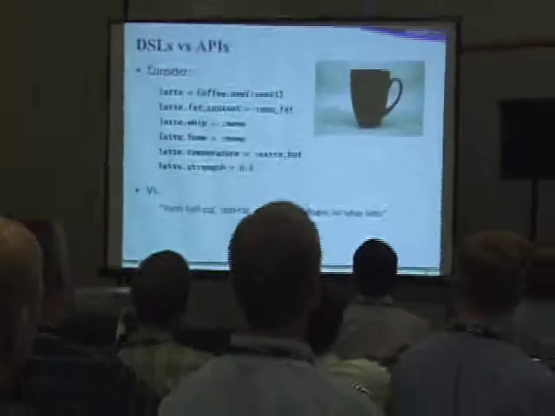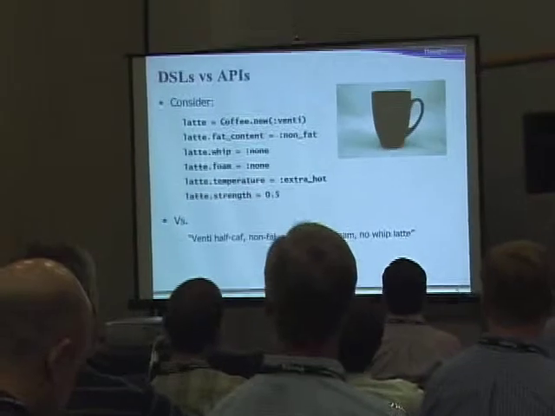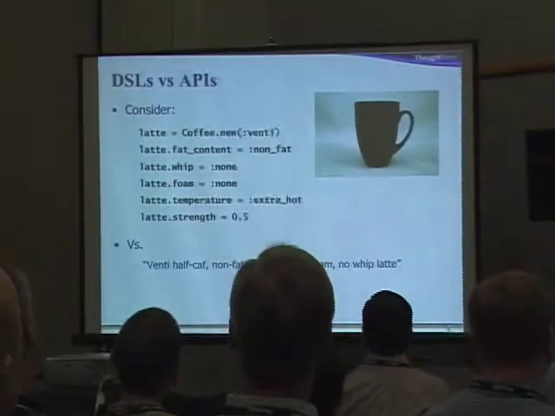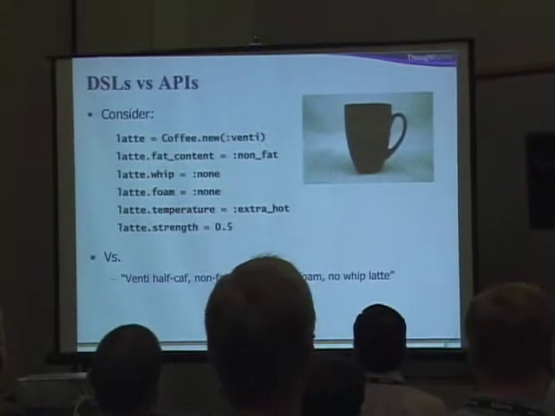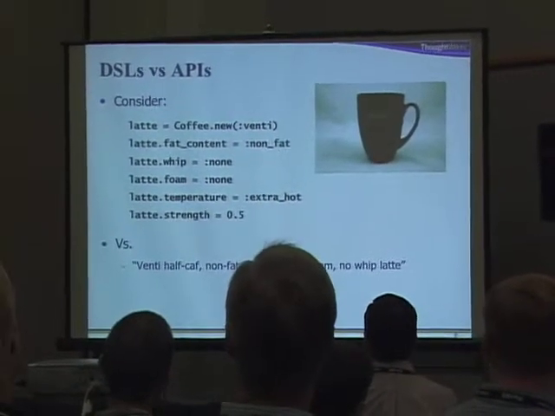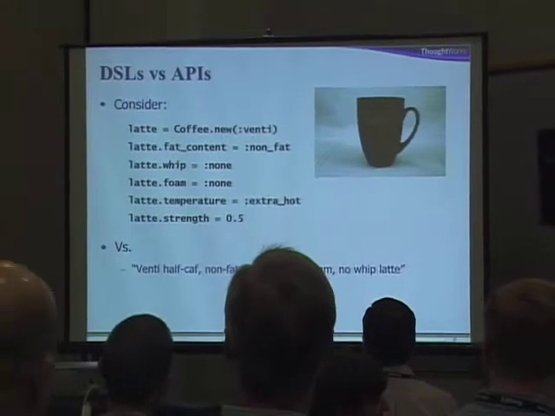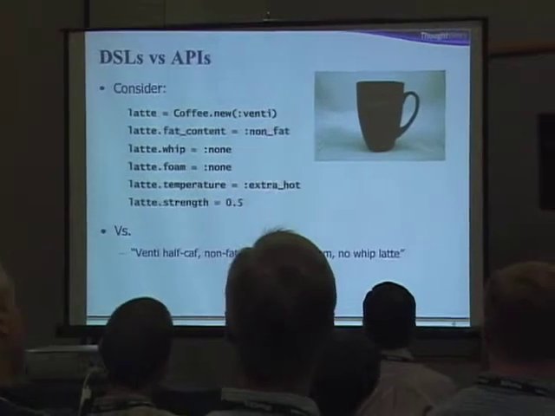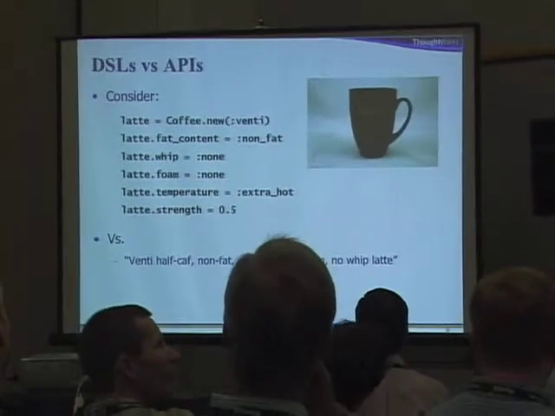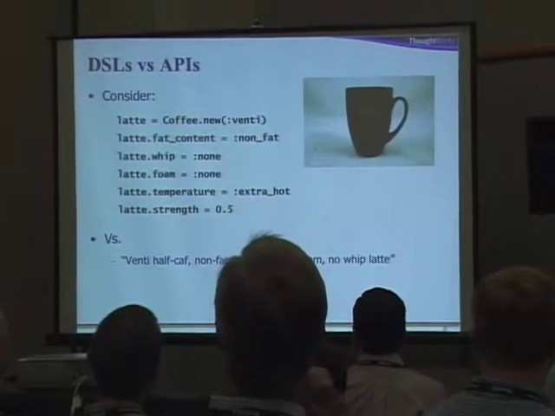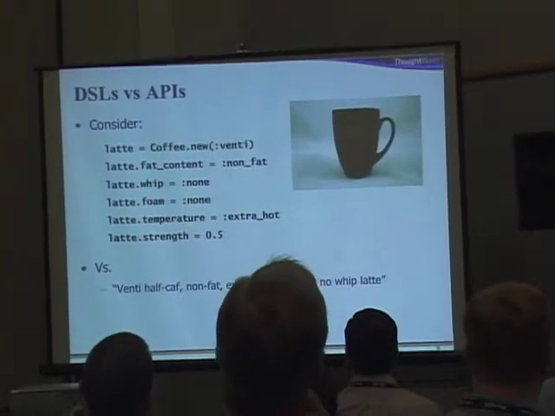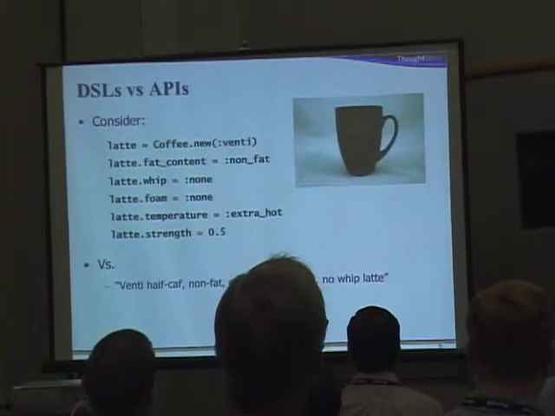So here's a kind of explicit example of that. If you were creating a coffee framework in Java, it would look something like this, where you'd say coffee.new, and you'd have all these properties that you set values for. Notice that there's a very explicit context there, which is that latte instance variable, which is of type coffee, versus the DSL version, which is venti, half calf, non-fat, etc. The context is completely implicit there.